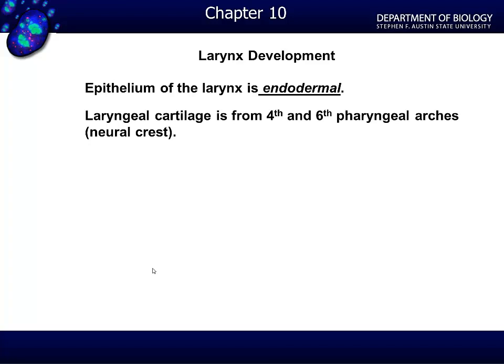Now, once again, just as a reminder, the epithelium, the lining of the larynx, the lining of our trachea, this is all going to be endodermally derived. Now, in the larynx, we have a lot of cartilage that's going to be present. And in this case, our laryngeal cartilage is going to be from our 4th and 6th pharyngeal arches, and to a large degree, this cartilage is going to be from our neural crest cells.